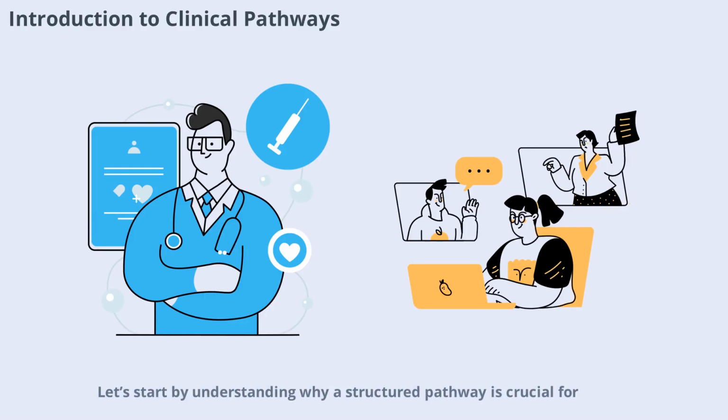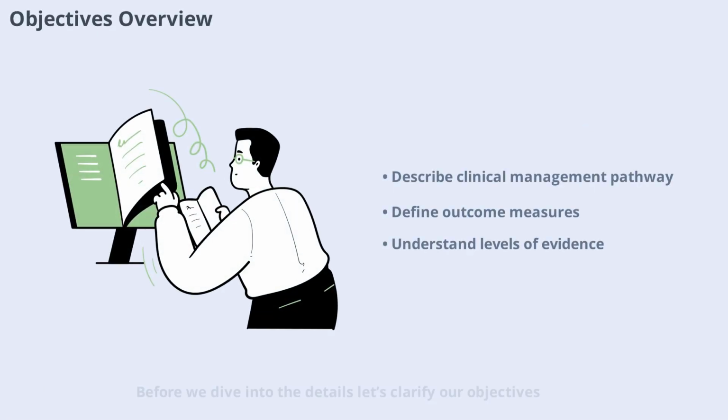Let's start by understanding why a structured pathway is crucial for effective management and how it guides every decision from assessment to reassessment. Before we dive into the details, let's clarify our objectives. By the end of this chapter, you should be able to describe a clinical management pathway, define outcome measures, and understand the different levels of evidence supporting treatment interventions. These objectives will help you navigate the complexities of cardiopulmonary physical therapy and ensure you're making informed, patient-centered decisions.